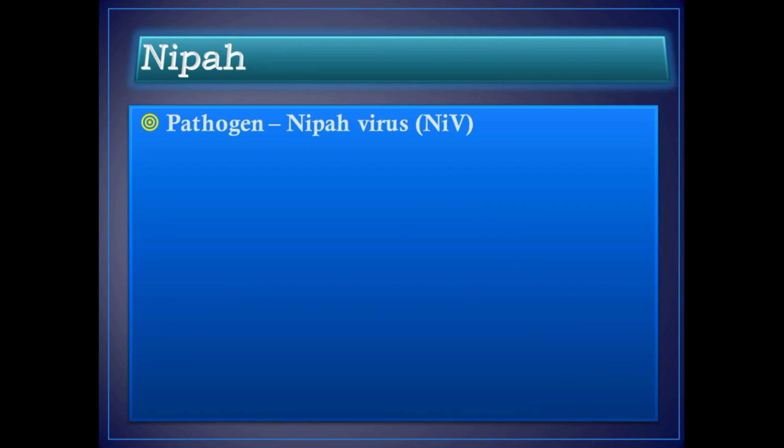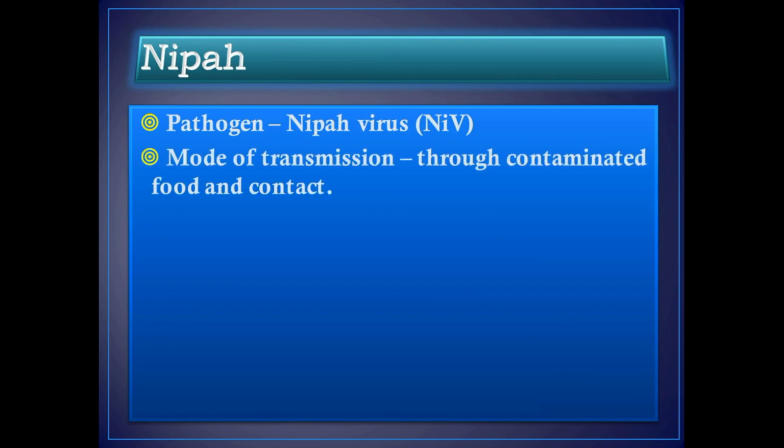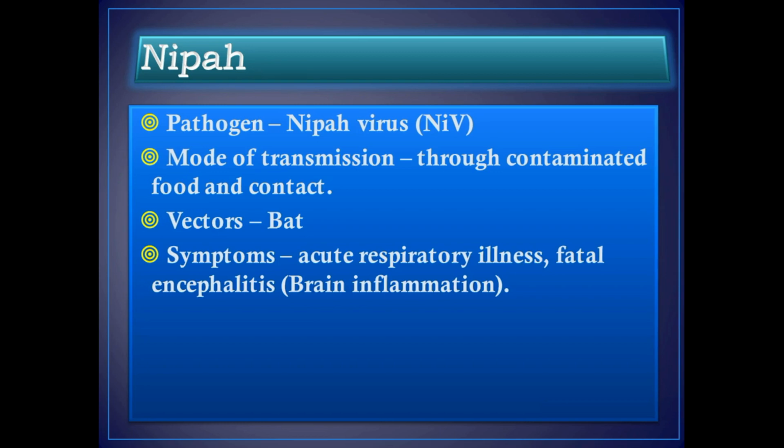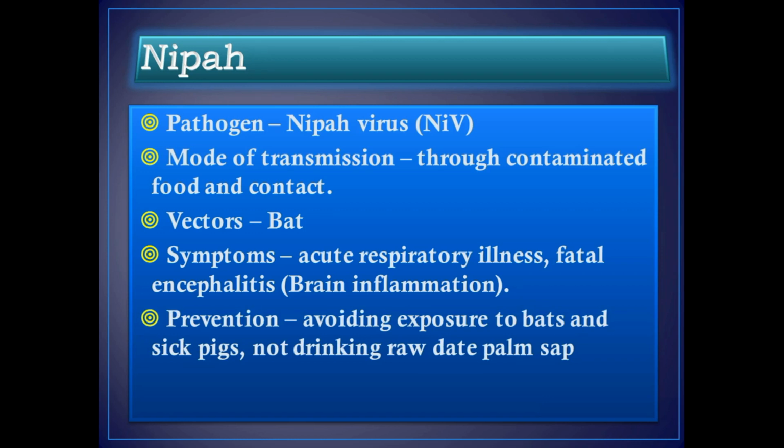So the pathogen is the Nipah virus. It is known as NiV. Mode of transmission is through contaminated food and contact. Vectors are bats. Symptoms include acute respiratory illness, that means severe respiratory problems, and fatal encephalitis. Encephalitis is a brain inflammation. Fatal means severe. So brain damage occurs due to inflammation. Why? Because this virus attacks our brain and lungs.